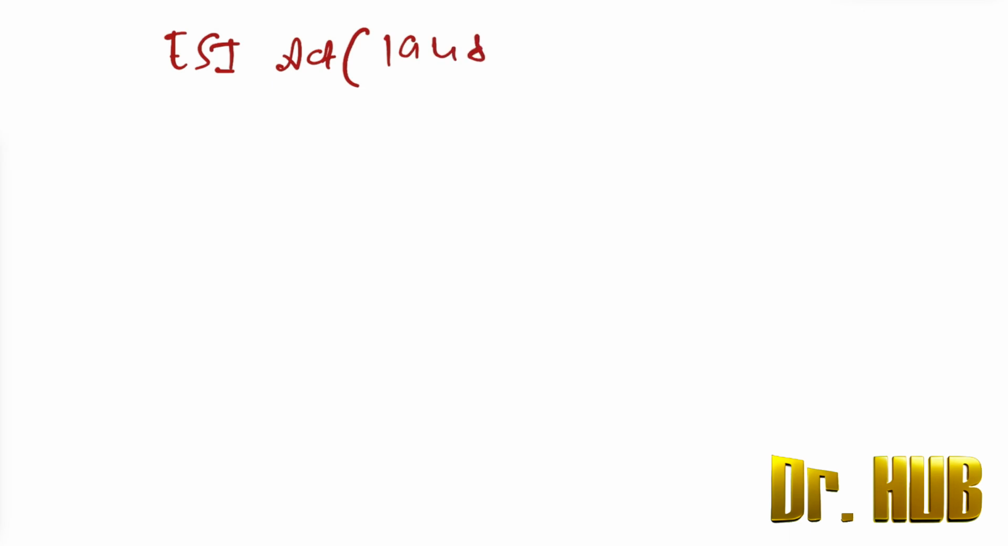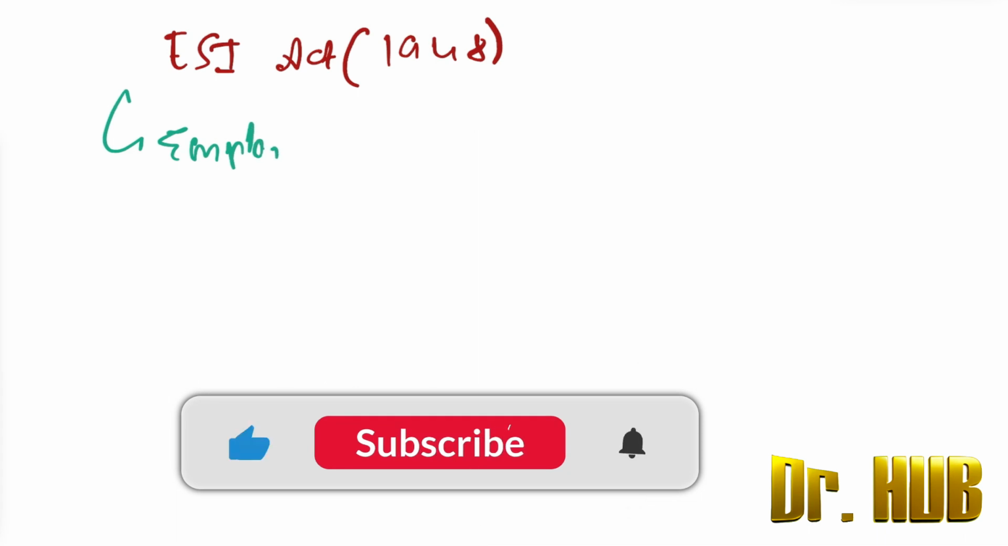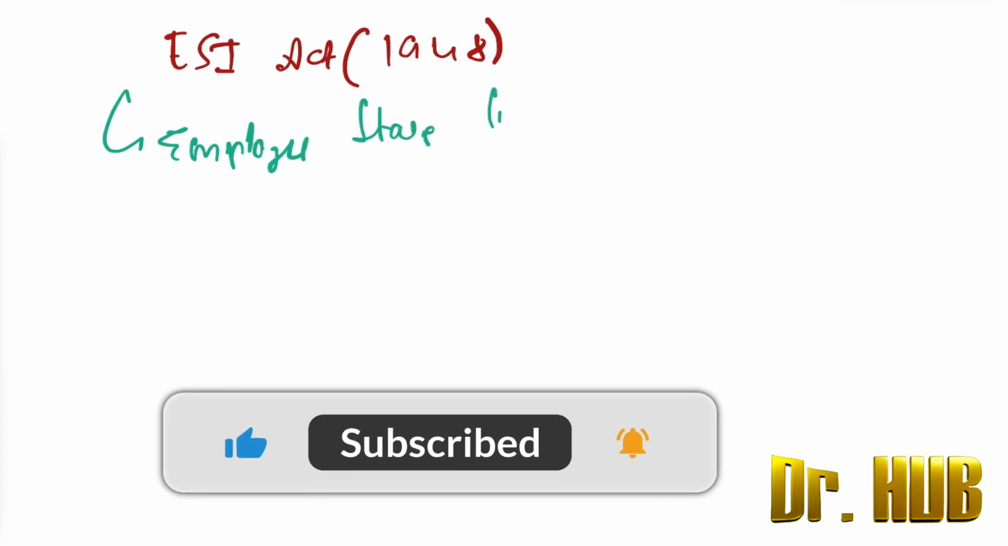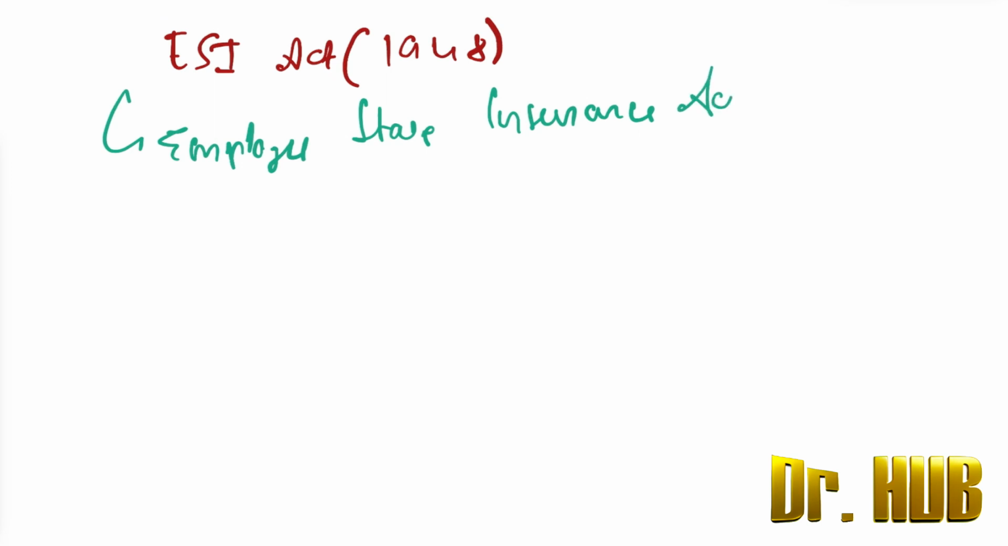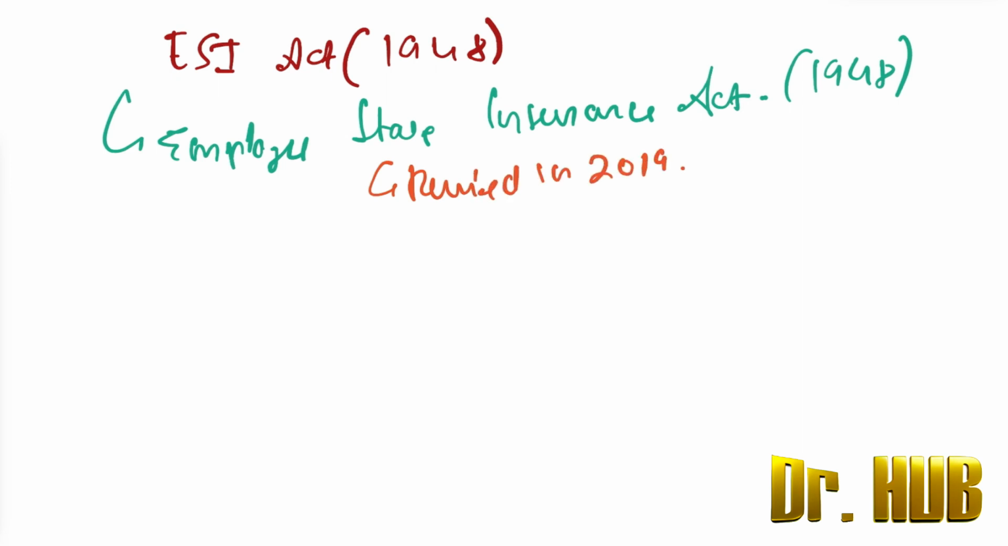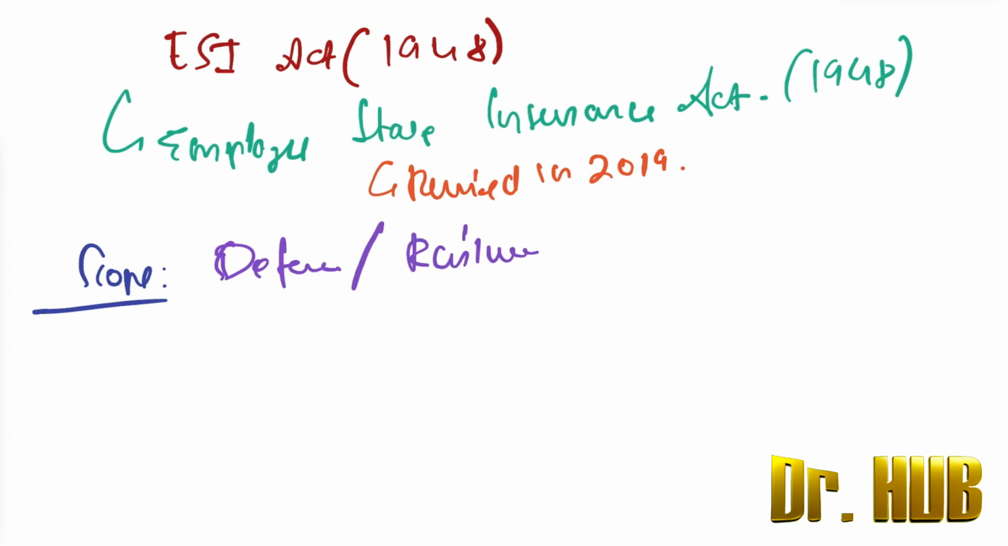Today we'll look at the ESI Act of 1948. To expand ESI, it is the Employee State Insurance Act of 1948, revised in 2019. So what is the scope? The scope is applicable to all factories in India. What does the scope include? They include defense, railway, as well as the mines.